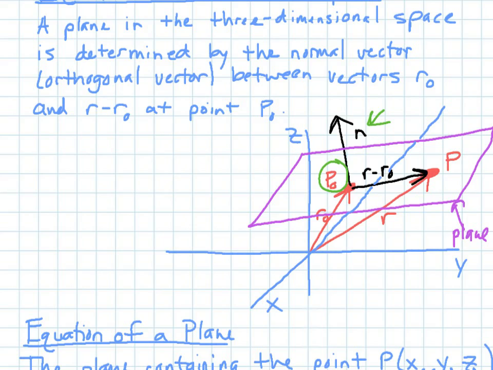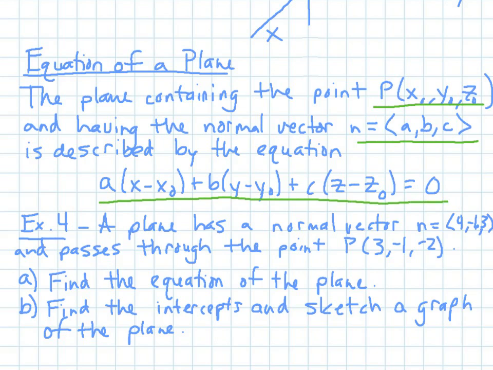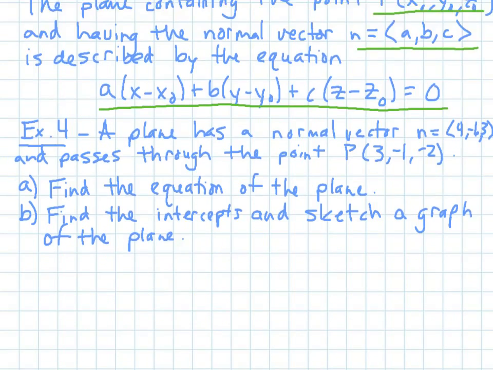Okay, so for the equation of a plane containing a point P and having the normal vector n, we can describe the equation as a times x minus x sub o plus b times y minus y sub o plus c times z minus z sub o, and that's going to equal 0. So using our initial point and our normal vector, we can find this equation, and it'll be one equation for the plane. Okay. So let's do an example with this.